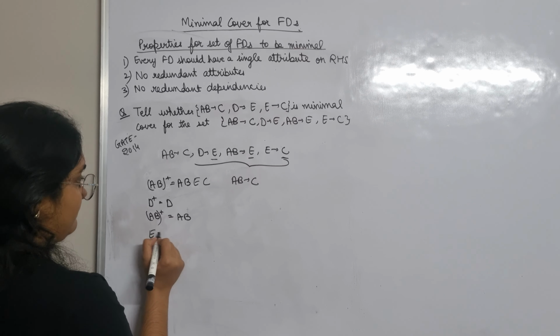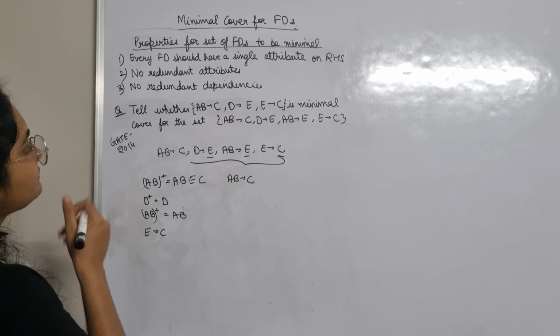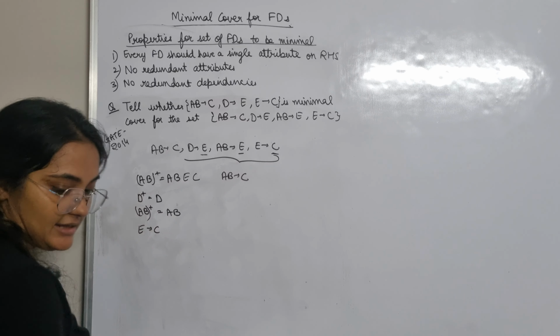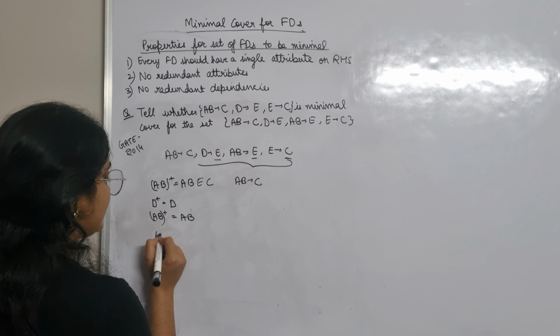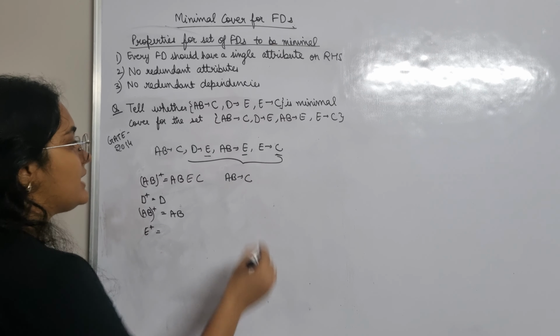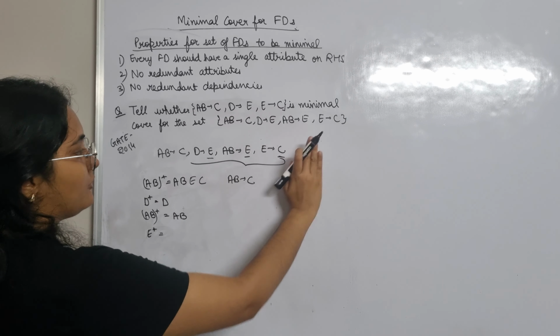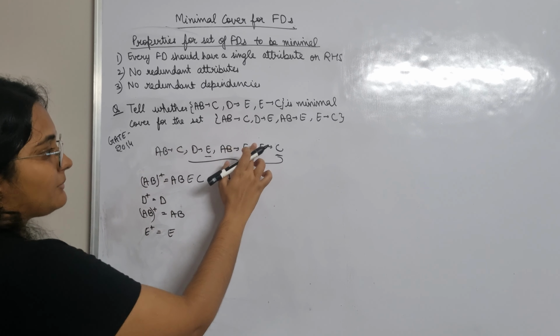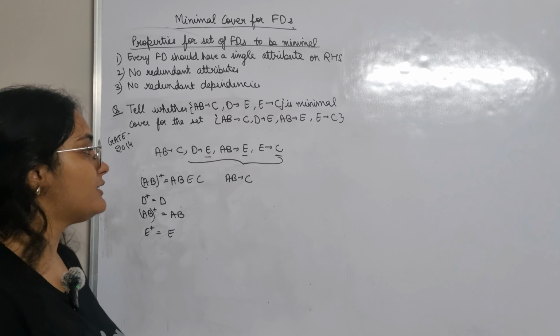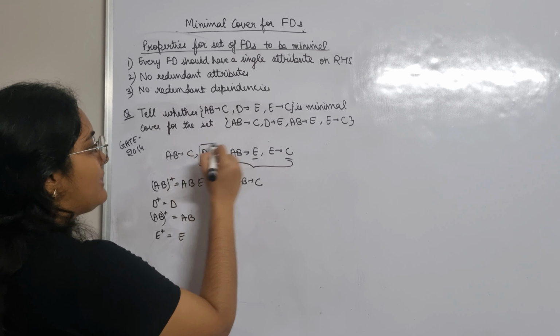Now E determines C. Can this functional dependency be removed? Let's find E plus. If we remove it, what can E give? E cannot give anything. So E determines C is valid and not redundant. So this will be our minimal cover.